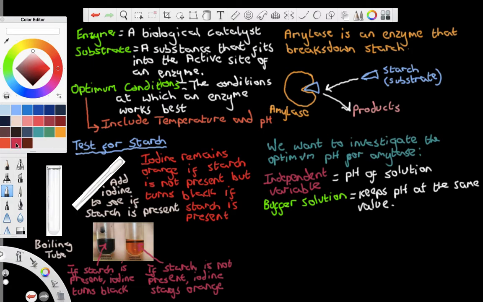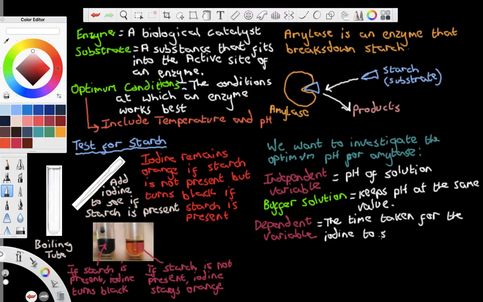Our dependent variable is going to be the time taken for the starch, or for the iodine, to stop turning black. Okay?